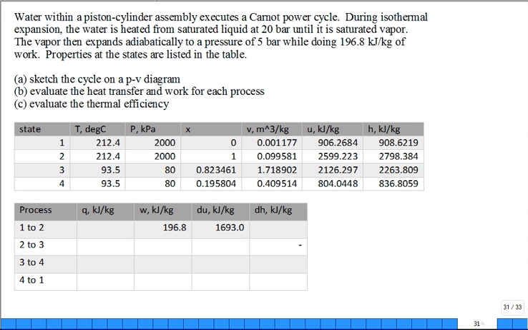I don't have time, but you can do the Carnot power cycle with water, not just ideal gas. Will you be able to post this video before Tuesday? Yeah, I'll try. Thank you very much for your attention.